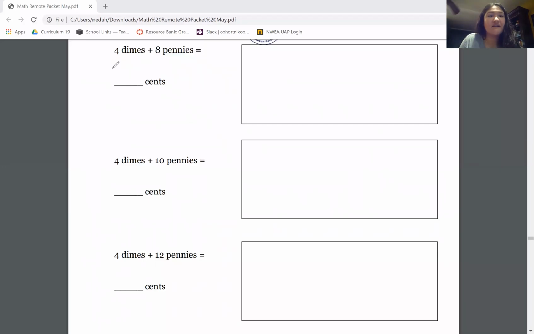Let's try this next problem together. This problem says 4 dimes plus 8 pennies equals blank cents. Here's how we solve a problem like this. First, we're going to draw our dimes. It says 4 dimes. So I'll draw 1, 2, 3, and 4. Notice how I draw my dimes neatly side by side, and they're all touching a little bit, but they don't need to be touching, but they're all in one line.